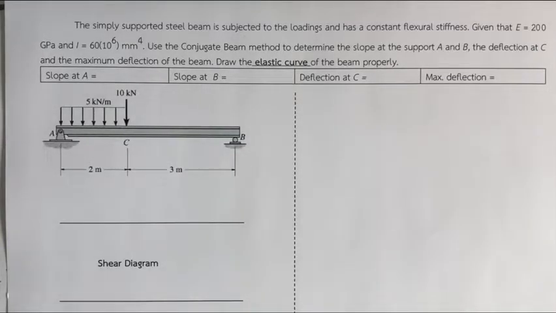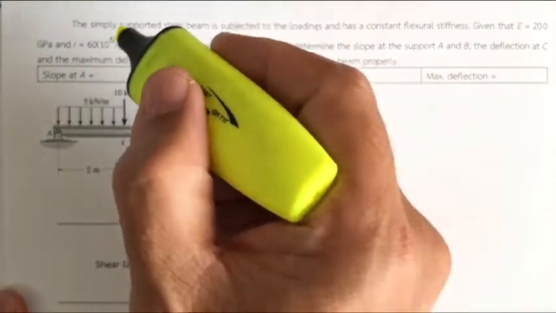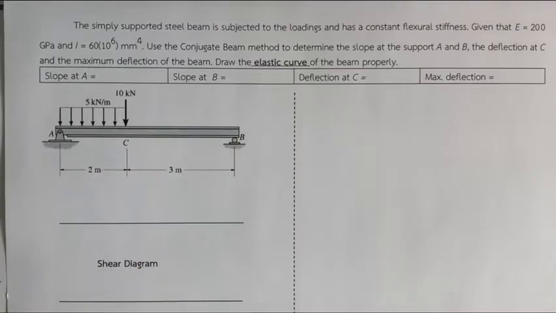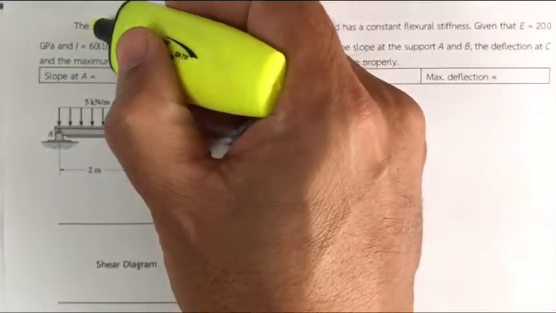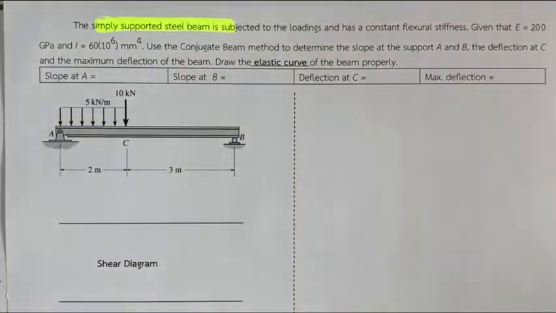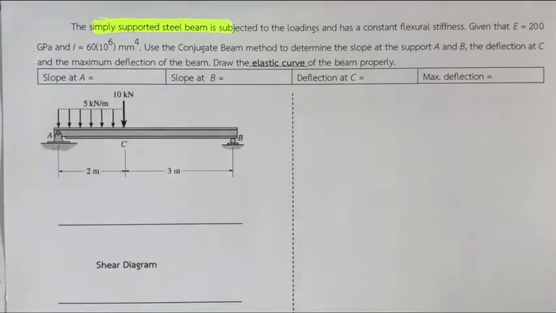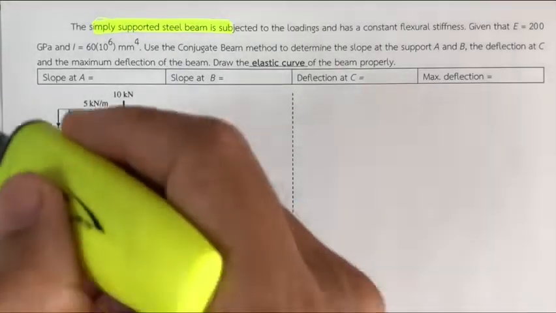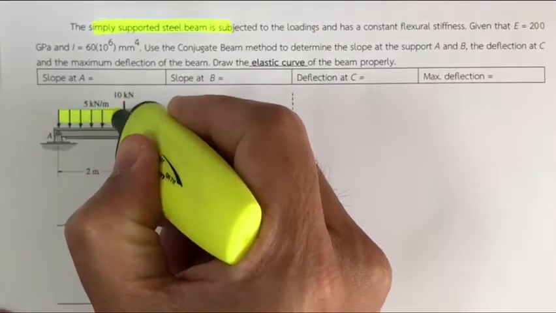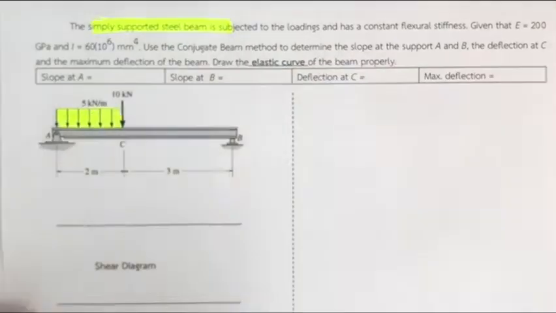We are going to work on a new example on the conjugate beam method. In this example, we are going to analyze a simply supported steel beam that is subjected to loading, and this one has a special loading, which is the uniformly distributed load.